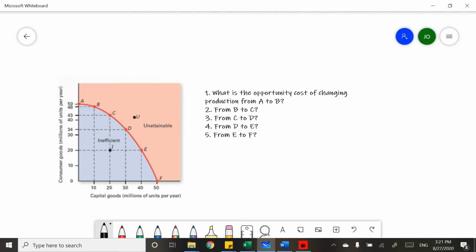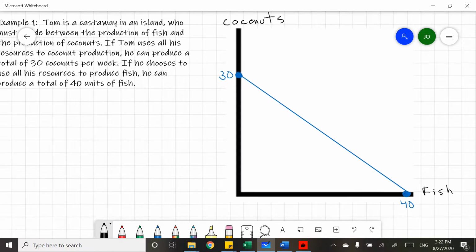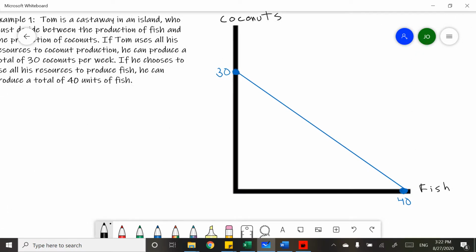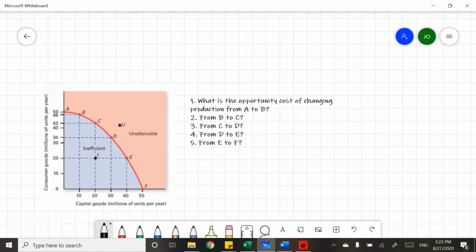Hello class, in this video I'm going to talk about calculating opportunity cost using the PPF, and I'm going to be using two different examples with different types of PPFs. We have the increasing opportunity cost PPF represented in this picture right here, and then we're going to have another example with a constant opportunity cost PPF, which is drawn in this example. So let's go ahead and start with this one.